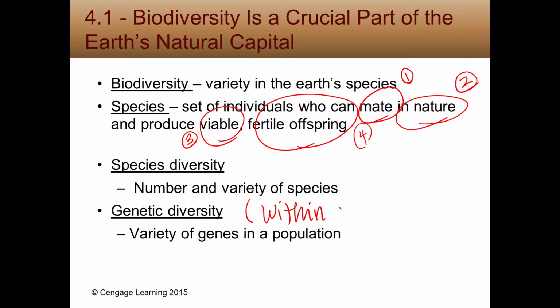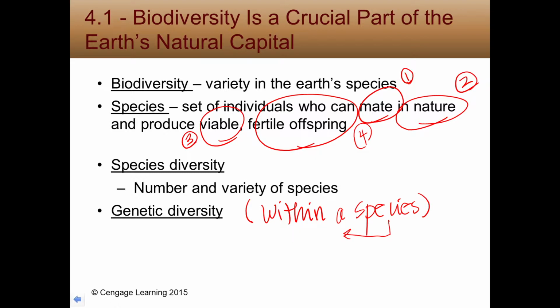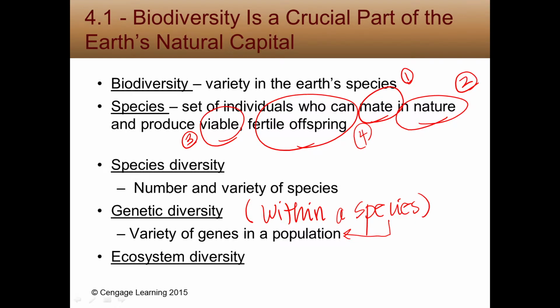Remember, a population is a group of individuals of the same species living in the same place at the same time. So when you talk genetic diversity, you're talking about within a population in the same species. Think about something like humans or dogs, especially dogs. Dogs are a singular species, but look at the visual variety of dogs that you see. There's a whole lot of it.